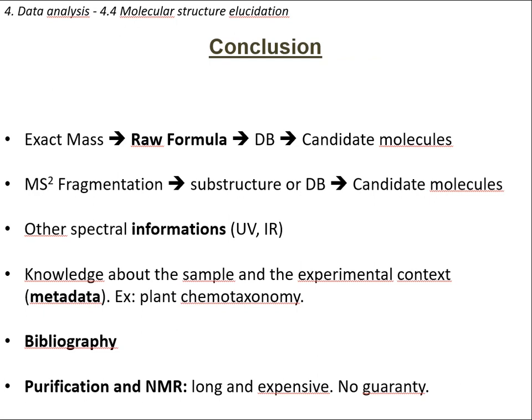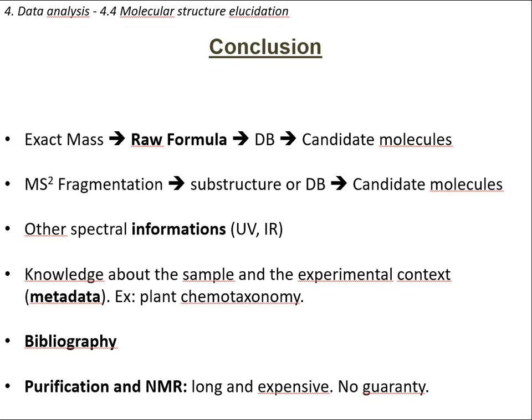So in conclusion, and to summarize, you need the exact mass that will give you a raw formula, especially if you associate it with the isotopic profile. And you will interrogate databases to have candidate molecules. You can then use MS2 fragmentation to find substructures, or look into databases to narrow the number of candidate molecules. You can use other spectral information like spectrophotometric information, absorbance in ultraviolet or infrared.